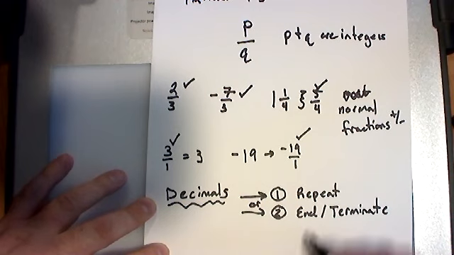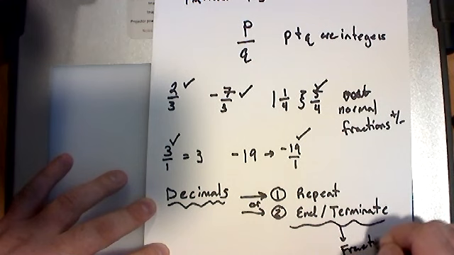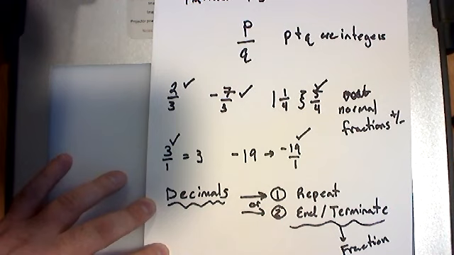Because the long and short of it is, if it does these two things, you can turn it into a fraction. I am not asking you to do that, so don't worry about it. I am not asking you to take decimals and turn them into fractions. You're not going to have to do that in the homework. I'm just telling you that is the reason. Because if a decimal repeats, you can write it as a fraction. If a decimal ends, you can write it as a fraction.